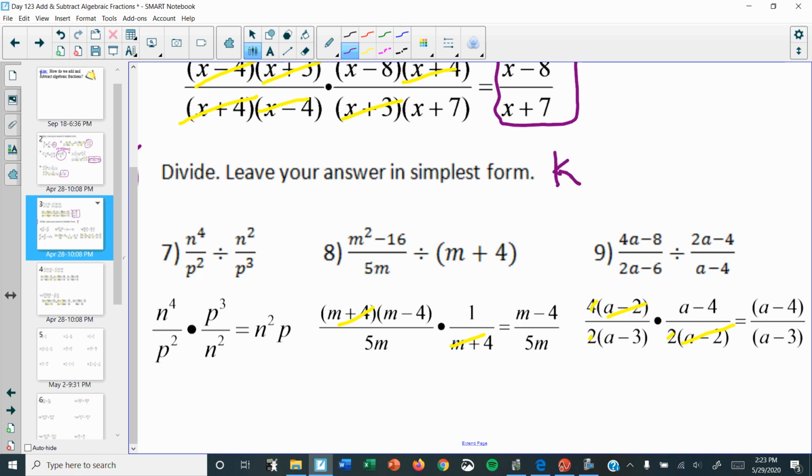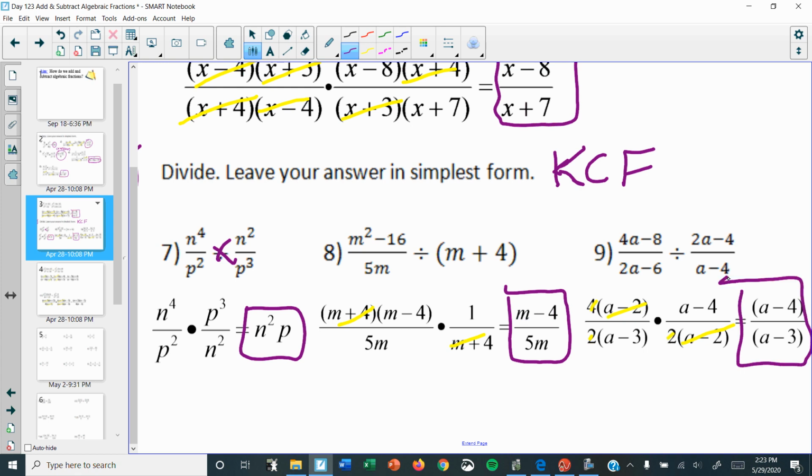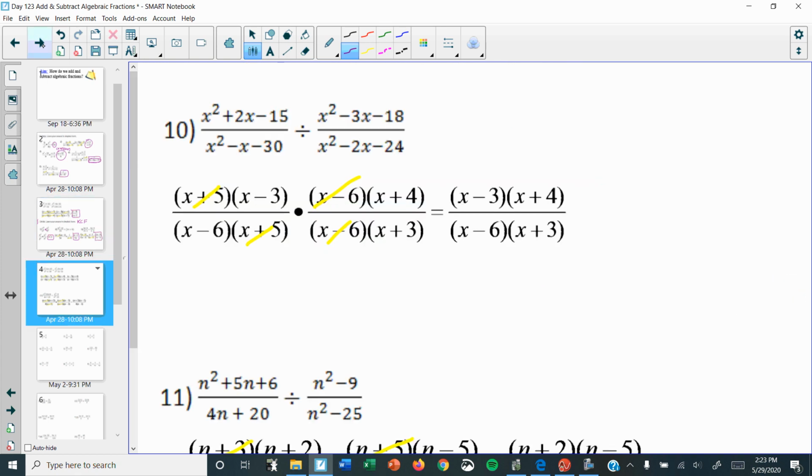Keep, change, flip. And again, we're not talking about the kernel. That's KOC. So keep the first fraction. Change this to multiplying, and then flip the second one. And then do the mad canceling. Again, it's so common for you to mess up one exponent or forget something. Remember, when you're crossing it off, be neat so you can see what is left. So hopefully we did well on those.